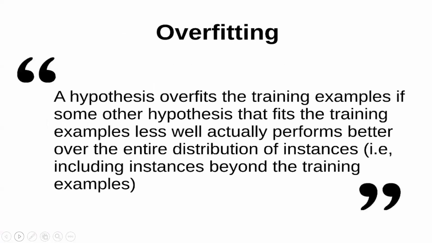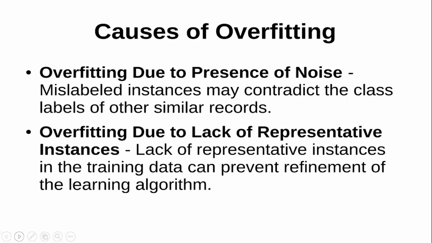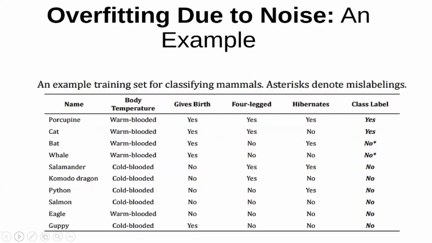A hypothesis overfits the training examples if some other hypothesis that fits the training examples less well actually performs better over the entire distribution of instances, that is, including instances beyond the training examples. This is known as overfitting. Causes of overfitting: overfitting due to presence of noise, where mislabeled instances may contradict the class labels of other similar records. Overfitting due to lack of representative instances, which can prevent refinement of the learning algorithm.